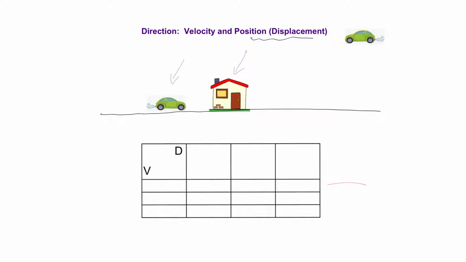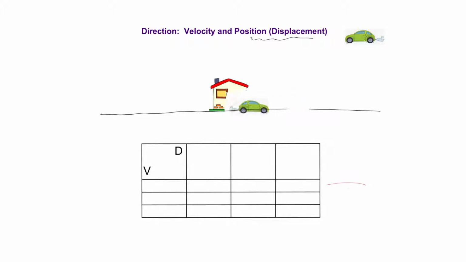Now, if the car was to the right over here, that means that the car's displacement with respect to the house is positive, whatever that number is. So let's just say right now the car is 5 kilometers. In this case, the car is 5 kilometers positive to the right of the house.